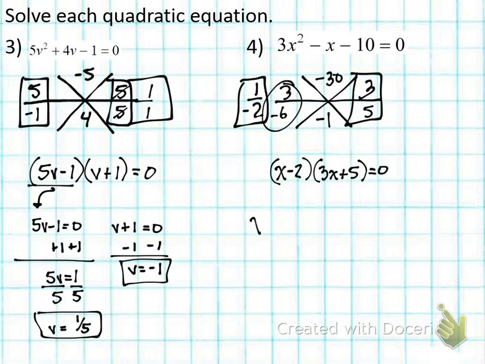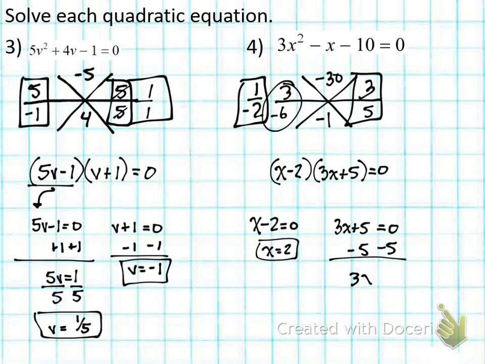This one's going to be x minus 2 equals 0. And this one's going to be 3x plus 5 is equal to 0. Add 2 to both sides here. X is equal to 2. And over here, if we subtract 5 from both sides, we get 3x is equal to negative 5. And then x is equal to negative 5/3. Okay? Those are the answers, right?